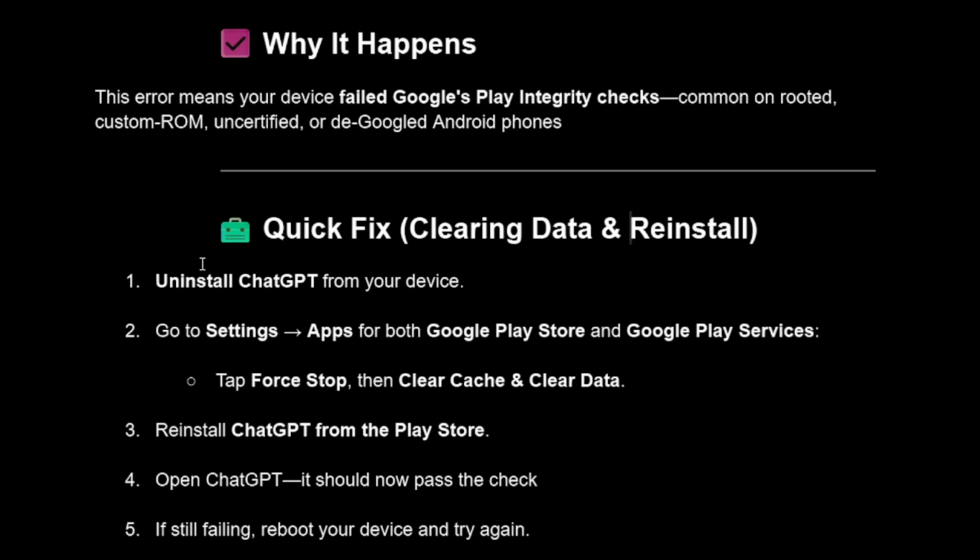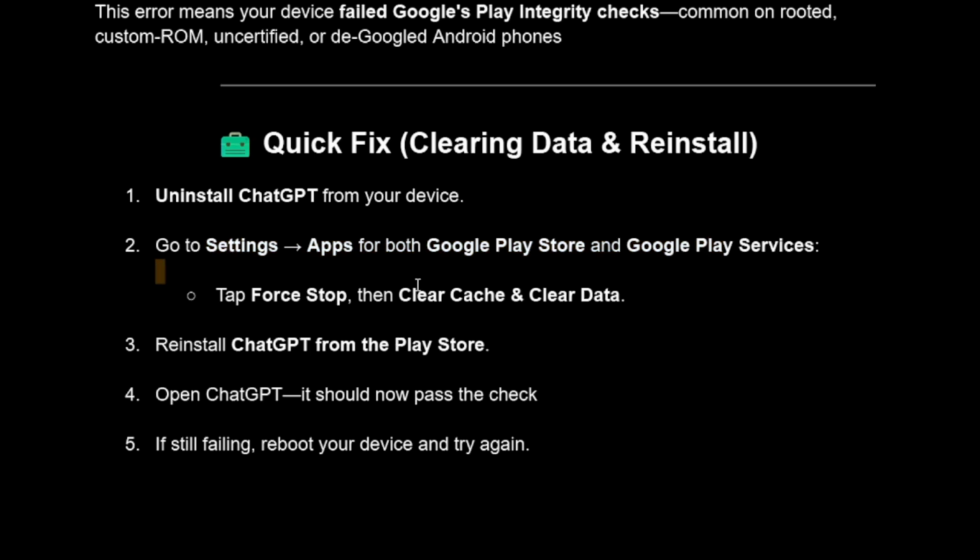So just go ahead and follow these steps that we have over here, or options. The first one is to uninstall ChatGPT from your device. You can go to the settings or apps for both the Google Play Store and Google Play services. Tap Force Stop, and then clear cache and clear data. Reinstall ChatGPT from the Play Store.